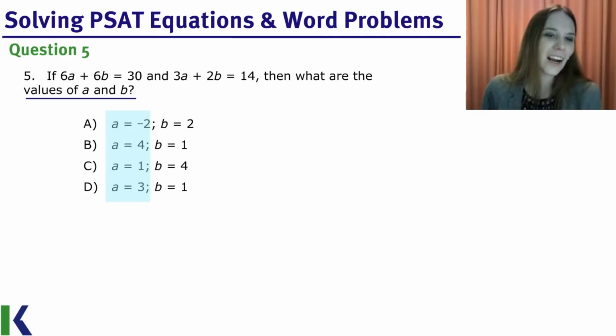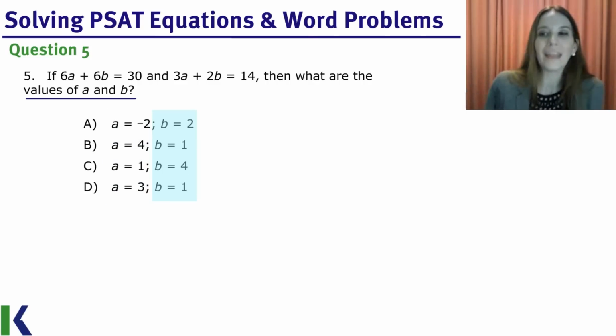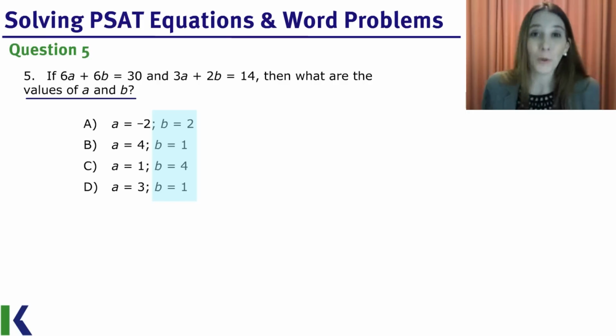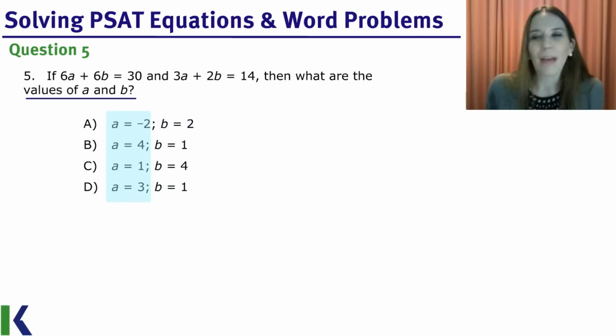Whereas over here, we've got two of these that both have the same value for B, like B and D both have 1. So if we were to solve for B first, we'd still have more work to do. We'd have to plug B back in and then solve for A. If we solve for A, the moment we have a value for A, we are done. So that's how we're going to approach this question. We are going to solve for A.